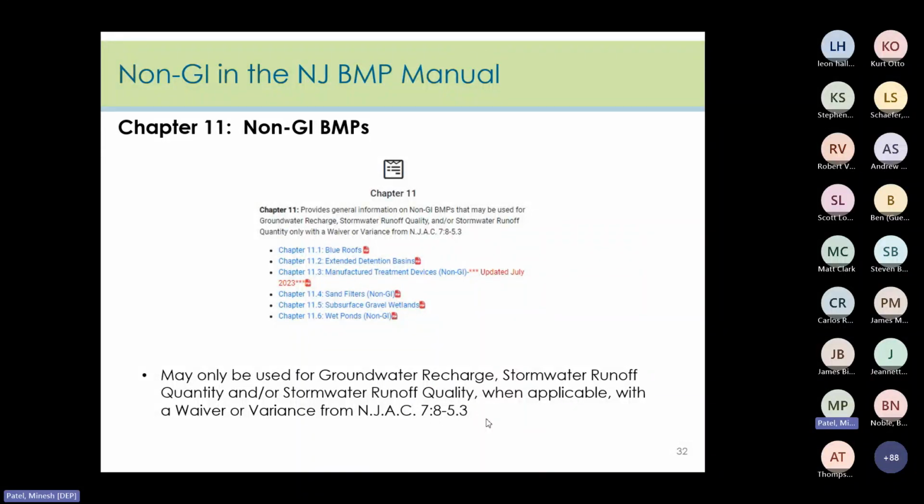BMPs in Chapter 11 are non-GI, and they always require a waiver or variance before they can be used. It's not anticipated that these BMPs will be used much in the future because of what is required in order to grant a waiver or approve a variance, but as for some of the BMPs noted on this table, blue roofs don't have a reuse component, and extended detention basins are typically large and require additional treatment to meet water quality standards. The majority of MTDs currently do not have a soil or vegetative component, so they fall onto this table. And then you see non-GI sand filters, subsurface gravel wetlands, and non-GI wet ponds to round out Chapter 11 here.